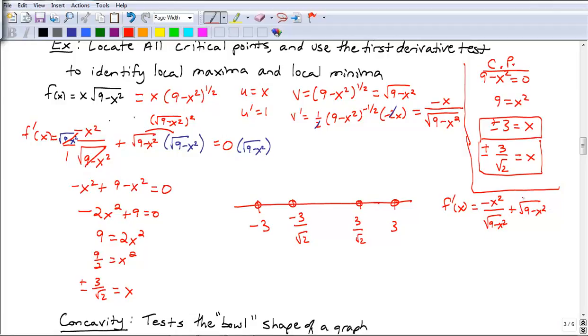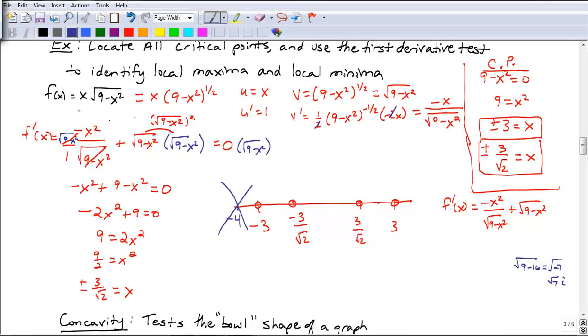If I plug negative 3 into the derivative, it's undefined because I get a 0 in the bottom. What if I take a point like negative 4? If I plug negative 4 in there, I get the square root of 9 minus 16, which is the square root of negative 7. That's root 7i. I can't graph that. I can't figure anything out here, because this isn't part of the domain.